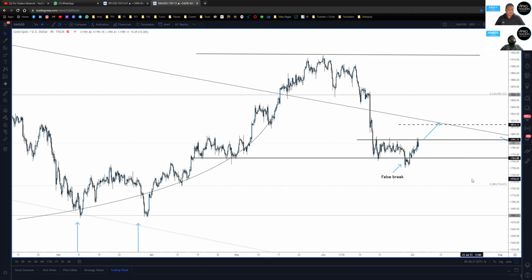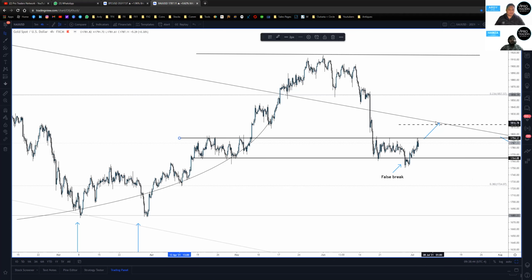Even on the weekly, I said just now that it might go up, and if it goes up, it might test this area here. We've got to see on this chart whether it breaks. If it closes above this line here, we might see further upside to this point before it goes down again, because this is a weekly resistance, right?